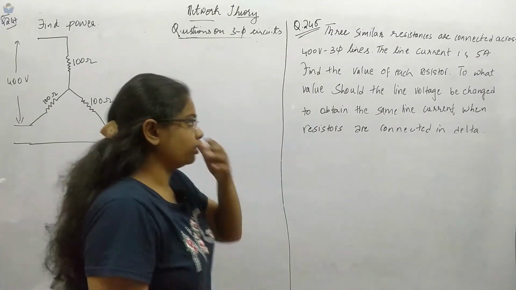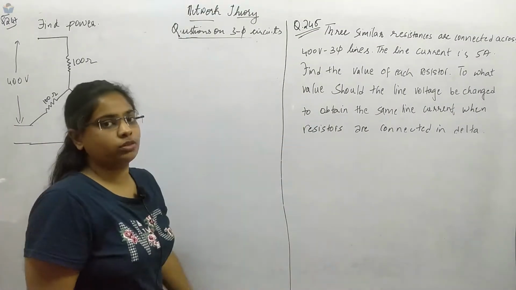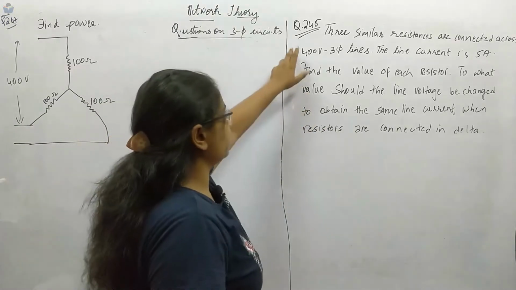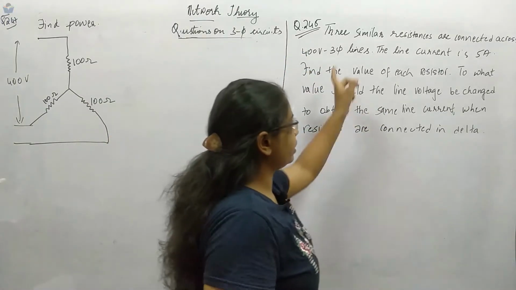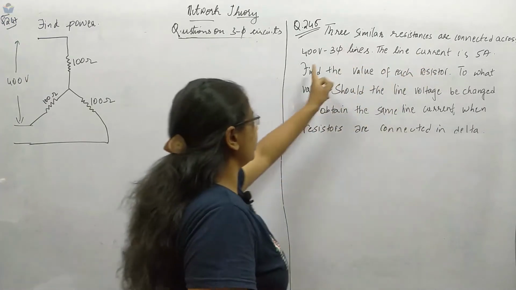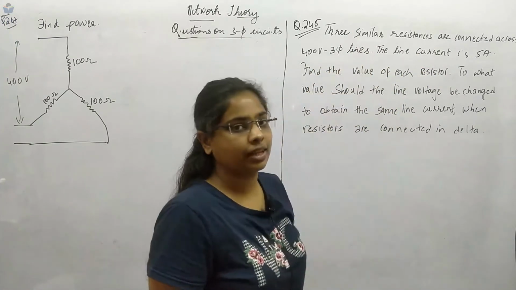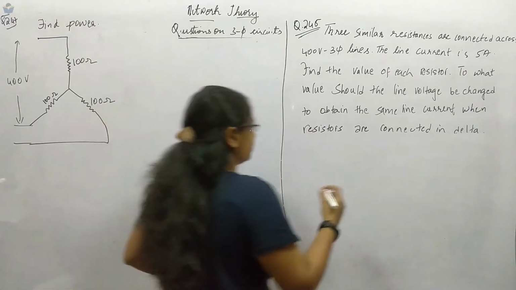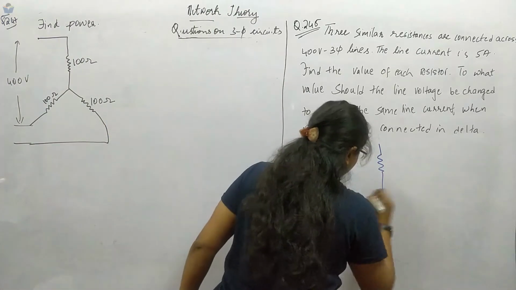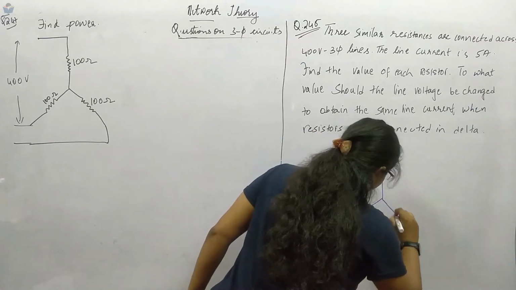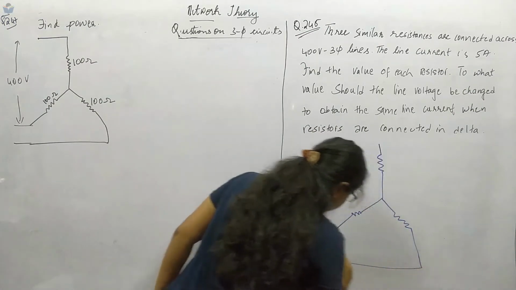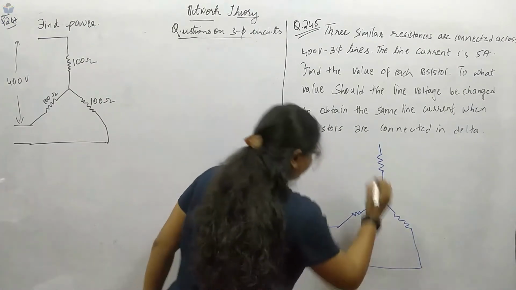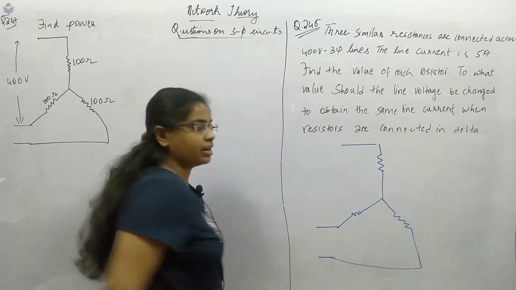So in this lecture we will see some more questions based on three-phase circuits. Coming to question number 246, we have three similar resistances connected across 400 volt three-phase lines. So what is given? Three similar resistances. That means it's a balanced condition, right? By default, if they haven't given anything, then we have to take it as a star connection.